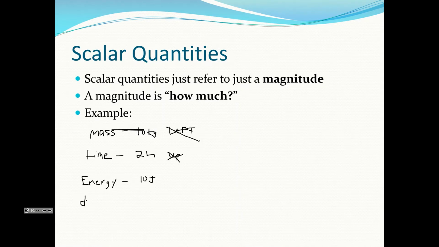Another example is distance. We'll talk about that a little bit more in detail, but you can go 2 meters. Yes, you can go 2 meters to the left, but we have a different name for that. Okay, so those are just examples of scalar quantities. So here's a little video we can watch that talks about the other type of quantity.